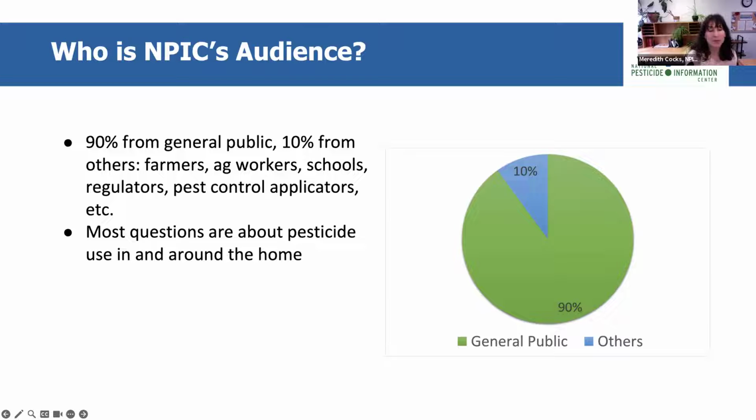The remaining 10% are professionals, and that means the purpose of their call is, they're calling on behalf of their organization or because of something that's happening in their workplace. So that could be a farmer with questions about tolerances or regulations. It could be farm workers with exposure concerns, or teachers with questions about disinfectants used in their classroom. But because 90% of our callers are calling as general public, it does follow that most of the questions we get to our hotline are questions about pesticide use in and around the home.